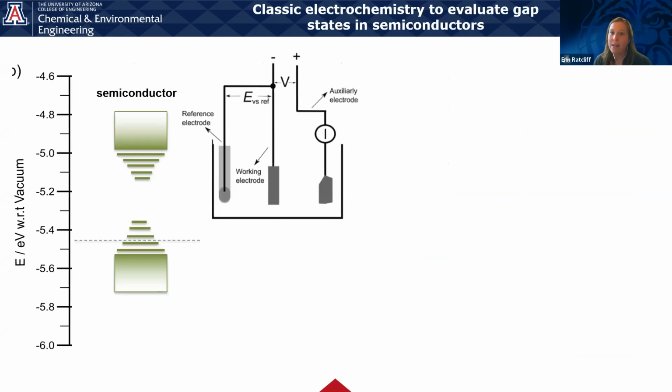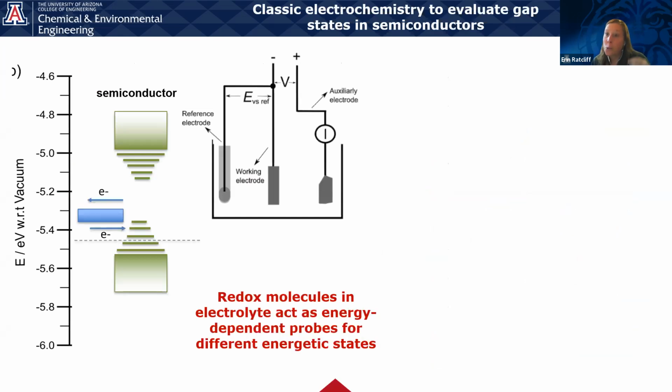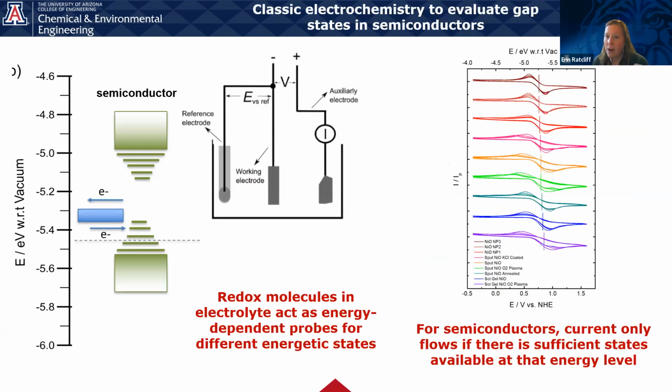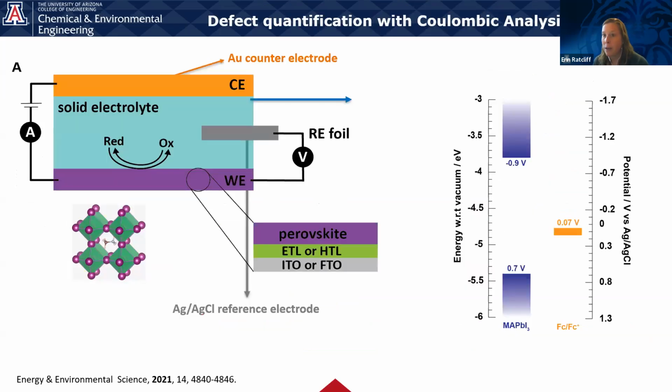And again, I realize not everybody does electrochemistry, so I want to remind you, if we use a redox molecule, we are going to energetically probe different energetic states, right? And in semiconductors, current only flows if there is an available state at that energetic position. All right, so what I showed you for the spectroelectrochemistry was our solid state approach with no redox molecule.